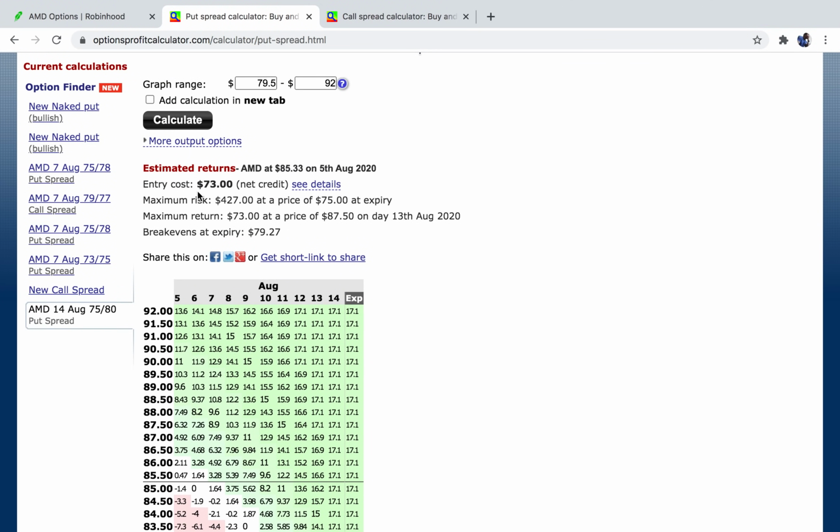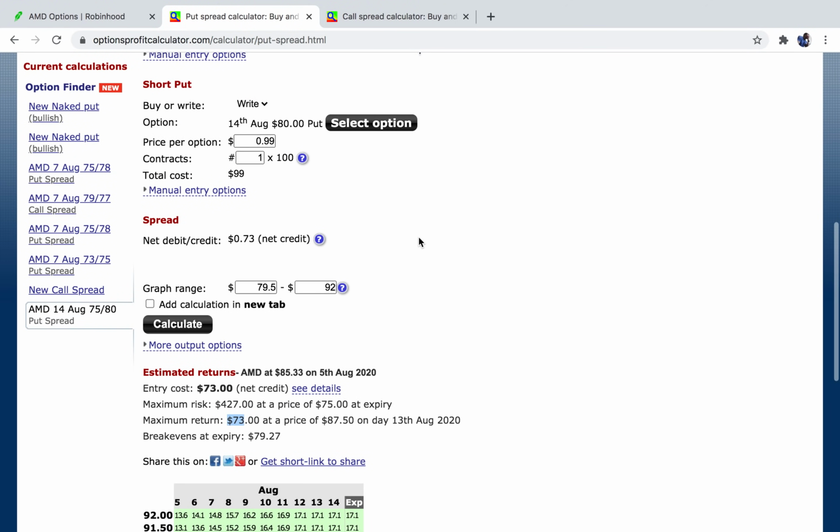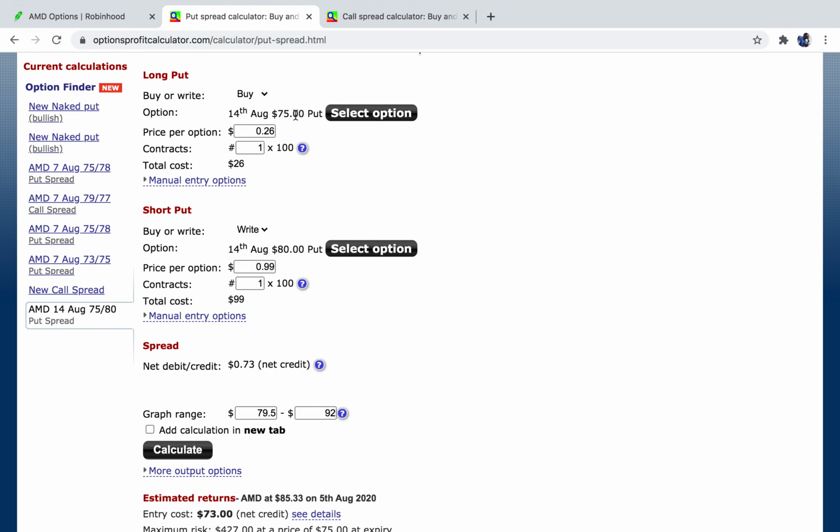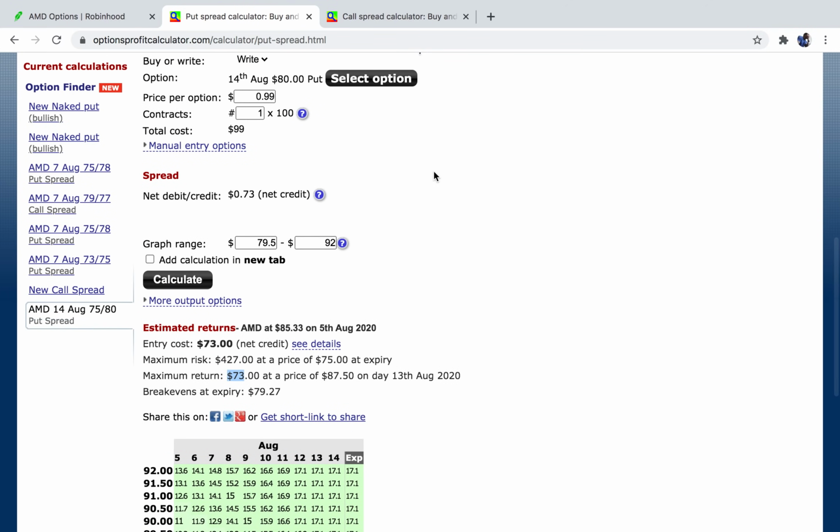So if you look at the estimated returns, our max risk is going to be $427, and our max return is going to be $73. And again, just a quick thing here, if you always want to figure out what your max risk is, it's always going to be the difference between the strike prices times 100. Right, so 80 minus 75 is 5 times 100, that's $500. That's your max risk. But then keep in mind, you are receiving a $73 credit for this credit spread. And so 500 minus 73 is $427, which is your true max risk. Okay, but your max return is $73, and you're going to receive that up front.